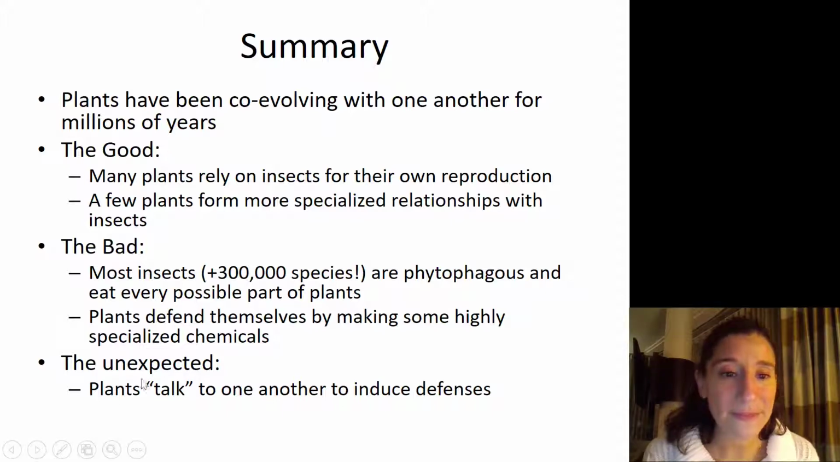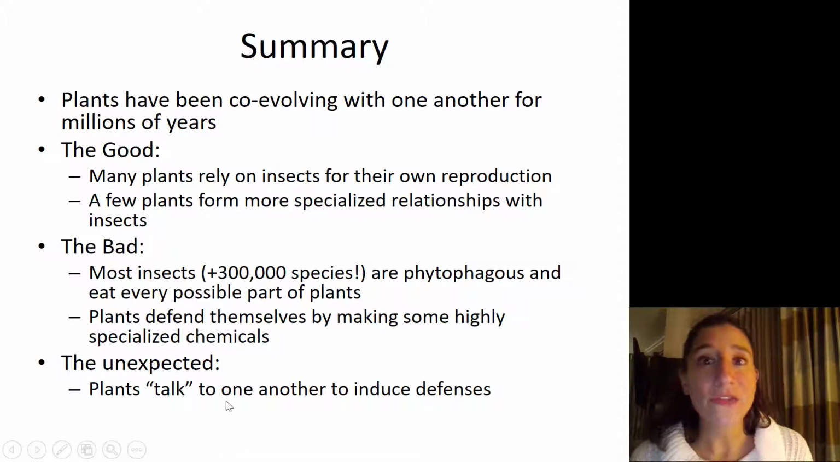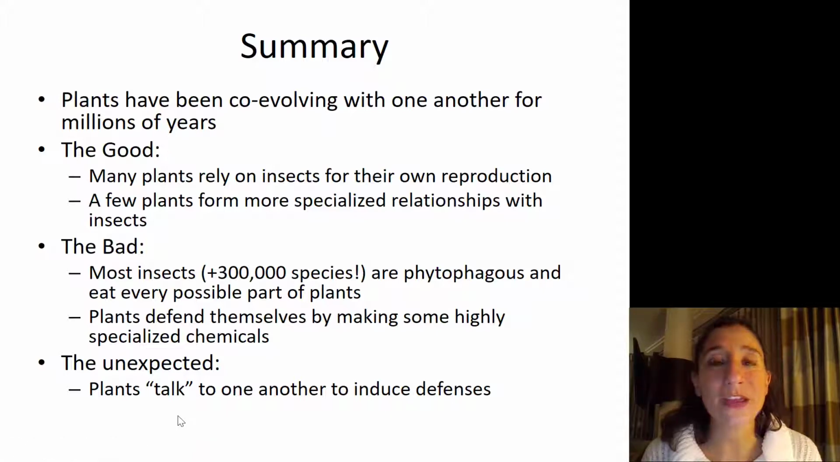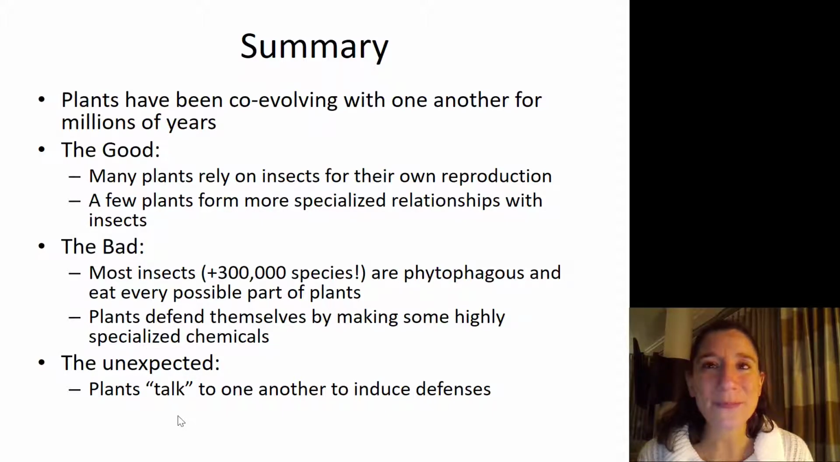And the unexpected, at least I think it's pretty unexpected and very cool, is that plants can talk to one another to induce defenses. So this is something that you're going to be exploring more in this week's exploratory exercise. I'm going to find a really good paper that has been written by one of the recipients of the Entomological Society of America's most prestigious lifetime awards. Her work is all about plants and plant communication with one another. So let's read a paper about that and write some fun things about it.